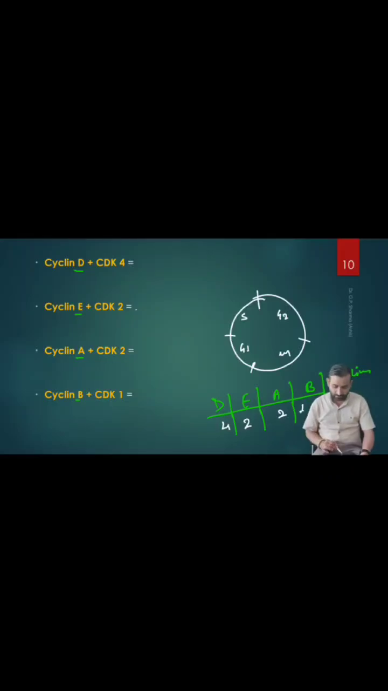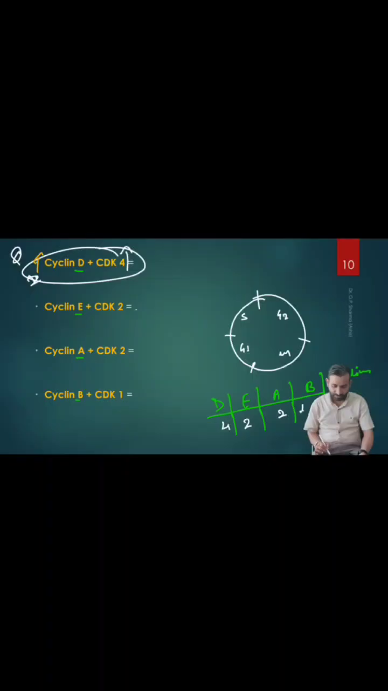CDKs. So what happens here? Cyclin D and CDK4 appear first. This is a question in the exam. Which cyclin protein rises first during the cell cycle? Cyclin D rises first. Which CDK protein rises first during the cell cycle? CDK4 rises first. These are very, very important questions, please remember.